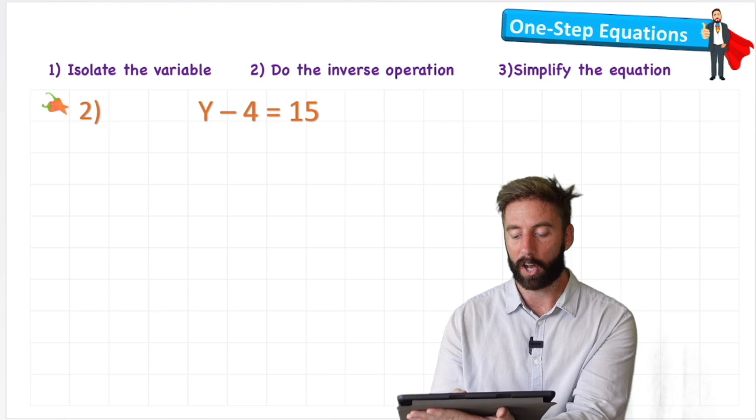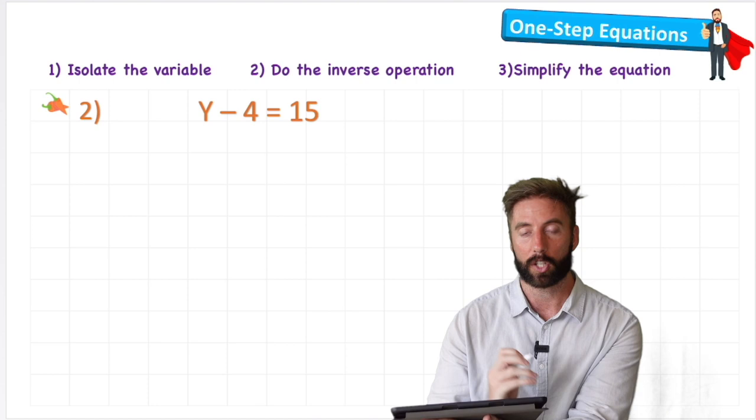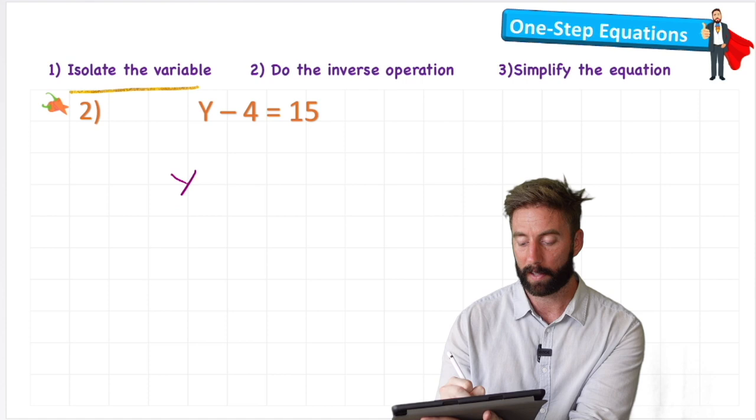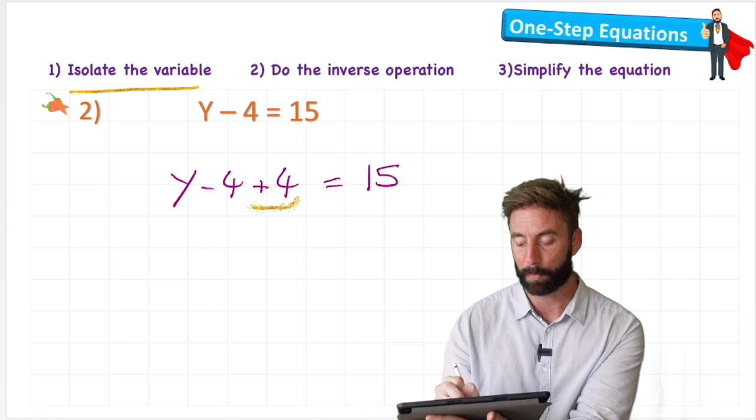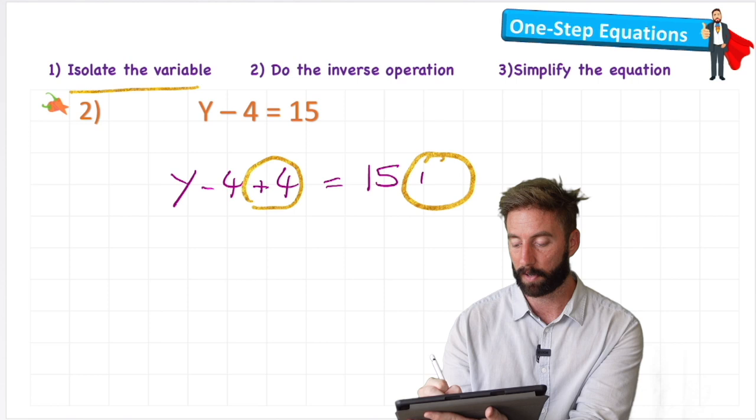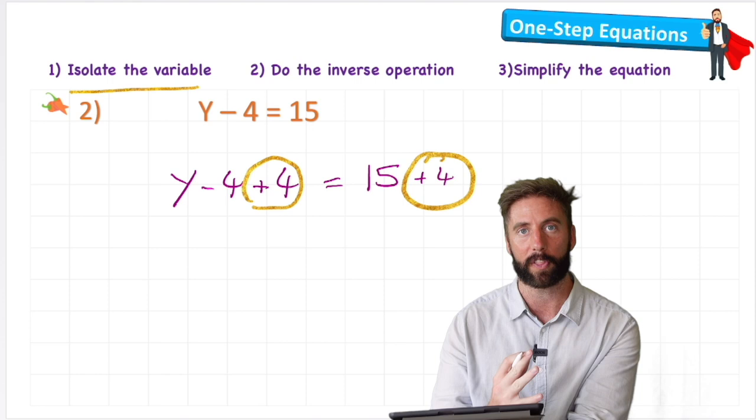Now I have y minus 4 equals 15. So again, all I'm going to do is isolate the variable first of all. So I'm going to have y minus 4 plus 4, we'll get that down to a 0, equals 15. But remember, I've just added this plus 4, so I must add a plus 4 on the other side as well. So 15 plus 4. That way I'm keeping my equation balanced. That's all we've got to think about, making sure that our equation is always balanced.